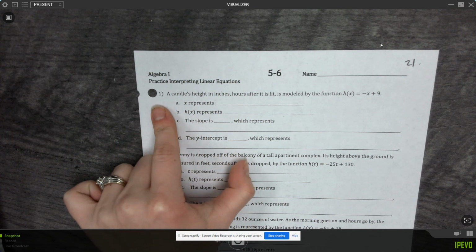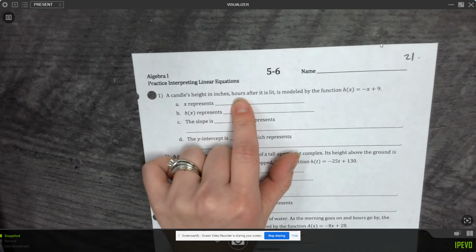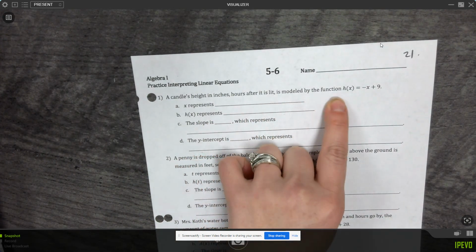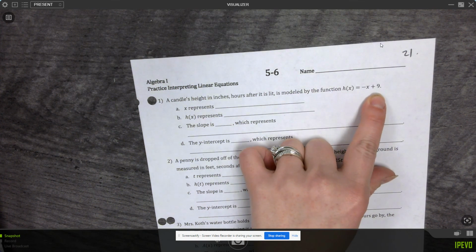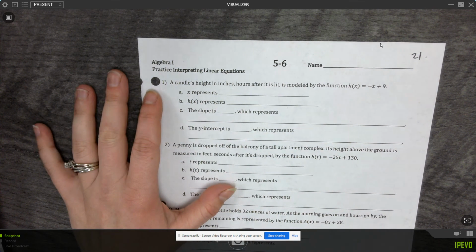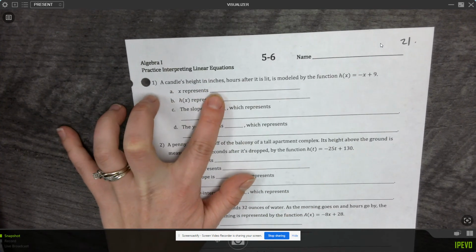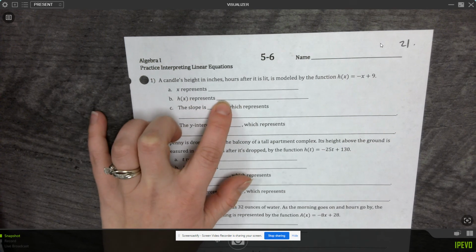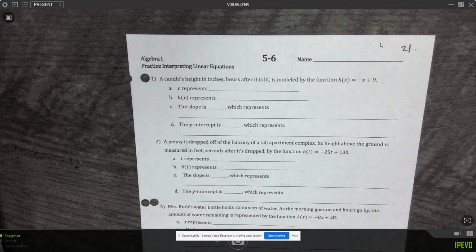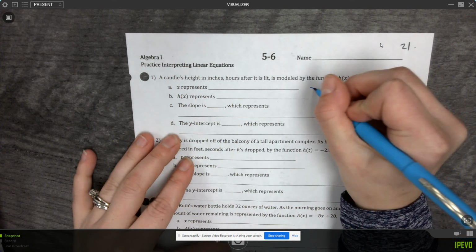So problem number 1, a candle's height in inches, hours after it is lit, is modeled by the function h of x equals negative x plus 9. You're going to answer 4 things. The first one is x represents something and h of x represents something. When I'm asking what do they represent, I am looking for a word or a phrase that x and h of x represent. And the word or phrase must be something that is measurable.